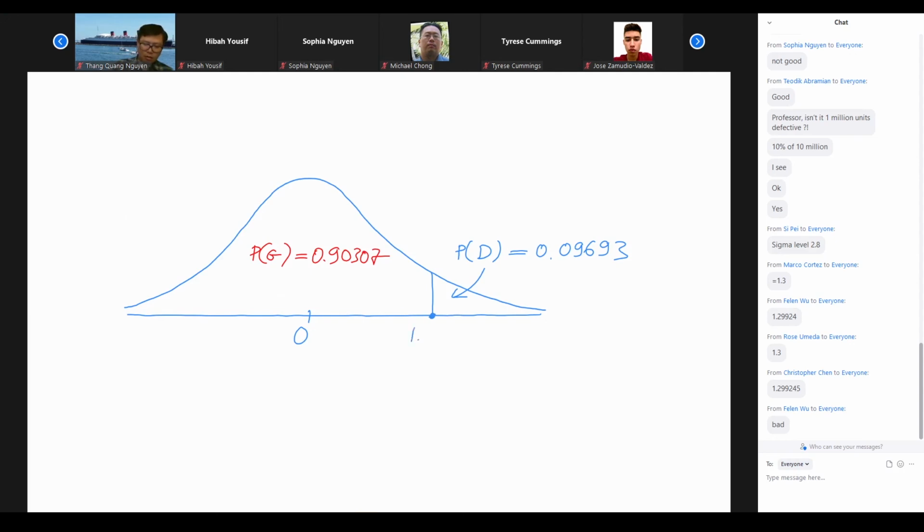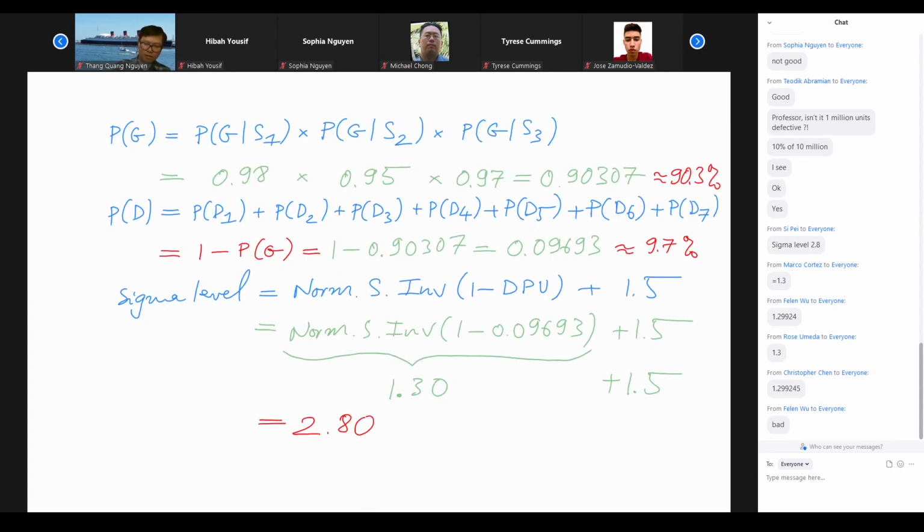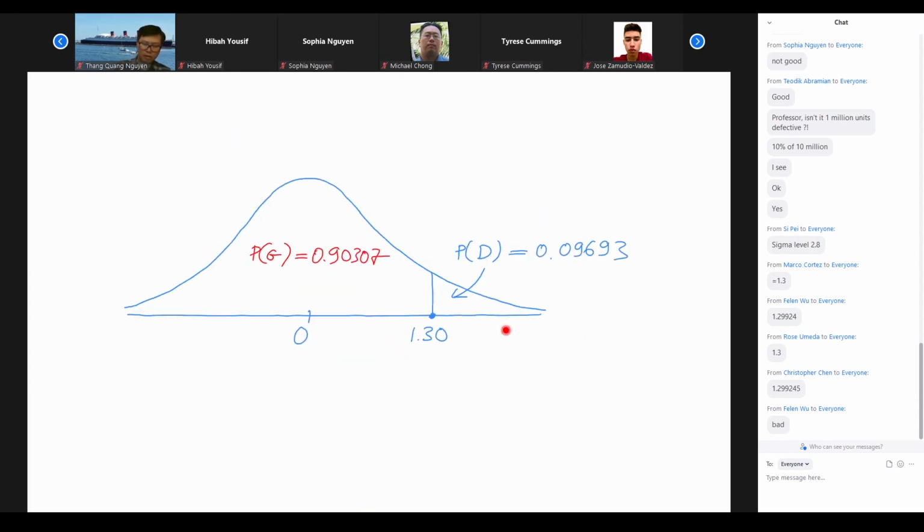And then we got that 1.30, right? So the Excel equation that you see right here is a 1.3. The whole thing here is a 1.3. It's just a lookup function for us to pin down that blue point. So after we have the blue point, we add 1.5, and then we have the red point, and the red point is 2.8, and that 2.8 is our sigma level. All right, so the sigma level of the process is 2.8.